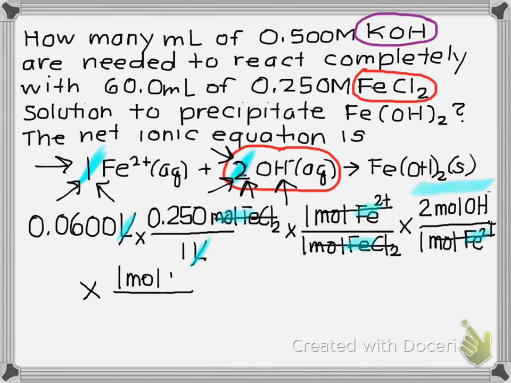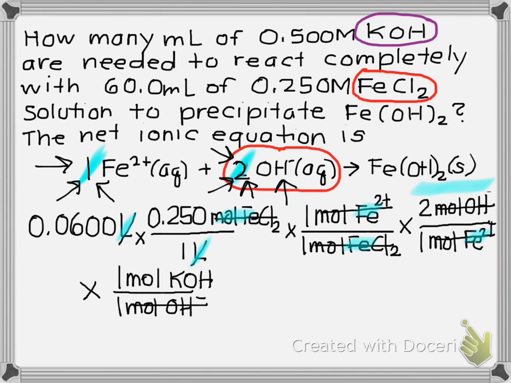Now mathematically, this is not going to change our answer, but I like to cancel all my units. Whoops, oh sorry, I did something that made it open up. So cancel and cancel. So now I have moles of potassium hydroxide.